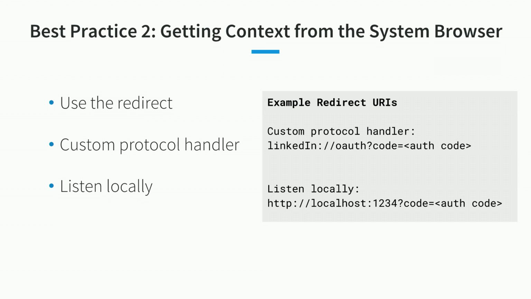So if you're on desktop, the better thing to do is just listen locally, like open up a port and listen for HTTP requests locally. And then you can receive the auth code that way.